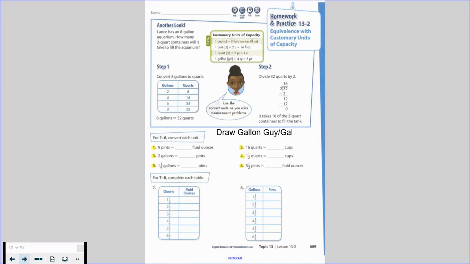So for today, we want you to find the homework page. It's page 689 for lesson 13-2. You're going to work on questions number 1 through 6. Those are some of your must-do questions. If you're feeling up towards a challenge and you're looking for some enrichment or exceeding expectations opportunities, go ahead and take a look at number 7 and number 8. But we really want you to focus on numbers 1 through 6.